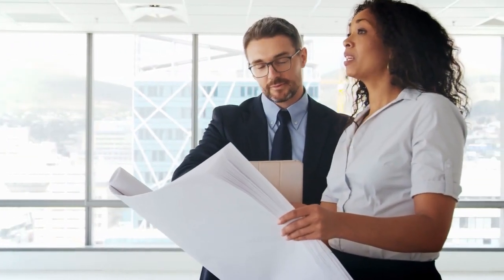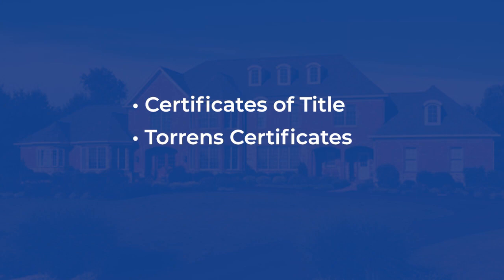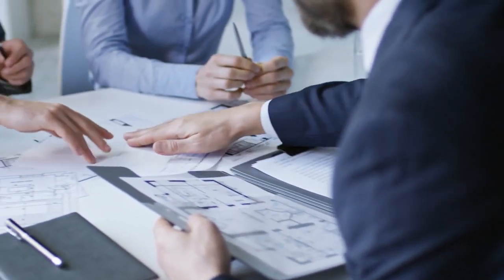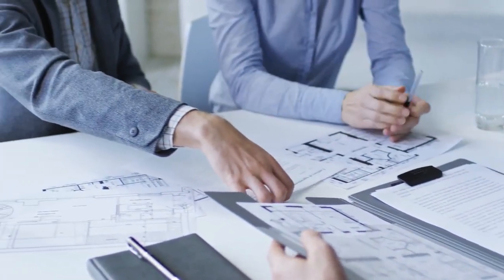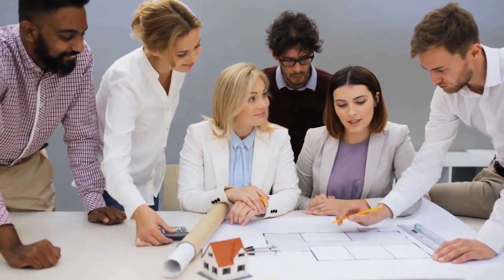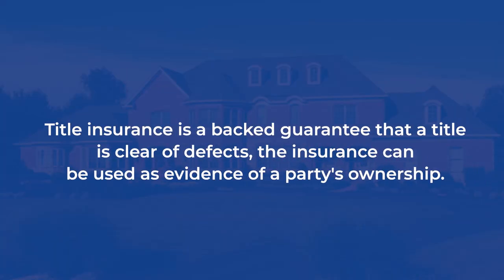Common examples of evidence of a person's ownership, called title evidence, include certificates of title, Torrens certificates, and property abstracts. Title insurance policies are drafted to protect parties with financial interests in a property from losses associated with title defects. While usually purchased by a title holder, the insurance really protects lenders and investors in the property. Because title insurance is a backed guarantee that a title is clear of defects, the insurance can be used as evidence of a party's ownership.